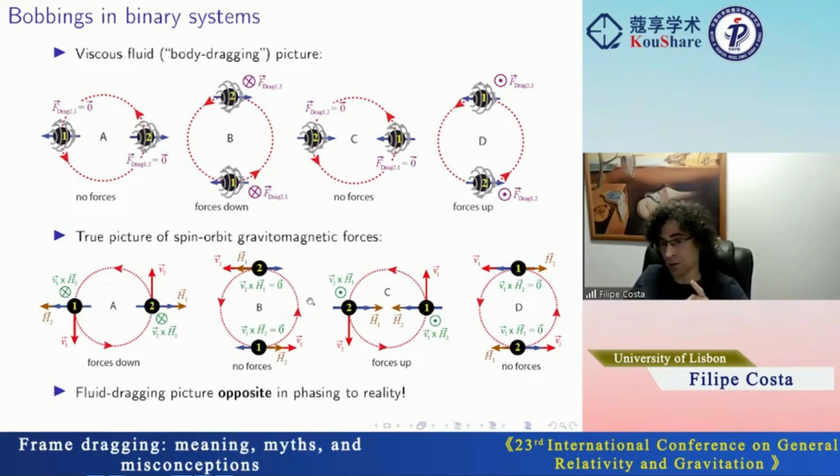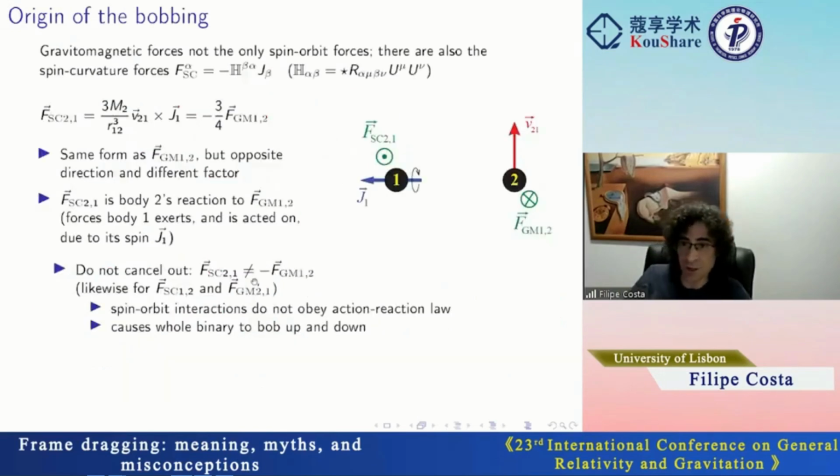taking into account only the gravitomagnetic forces will lead to a wrong bobbing amplitude, because these are not the only spin-orbit forces in the game. There are also the spin-curvature forces that each black hole exerts on the other. That is the forces that come from that third level of frame dragging that I talked about earlier. And these forces have the same form as the gravitomagnetic forces, but opposite direction and a different factor.